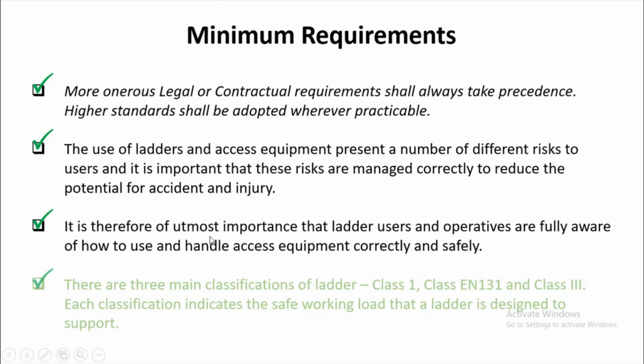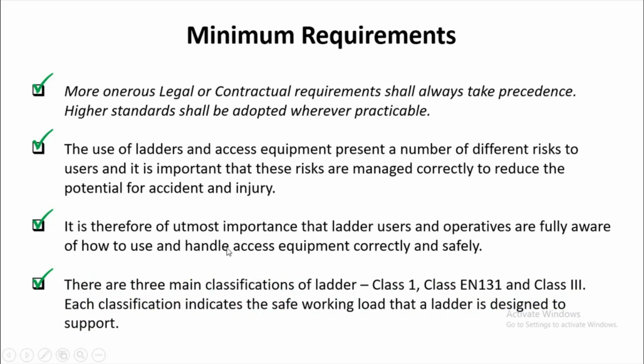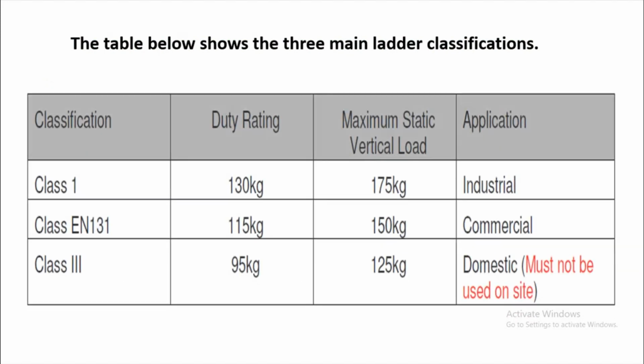There are three main classifications of ladder: Class 1, Class EN131 or European 131, and Class 3. Each classification indicates the safe working load that a ladder is designed to support. The table shows the three main ladder classifications.